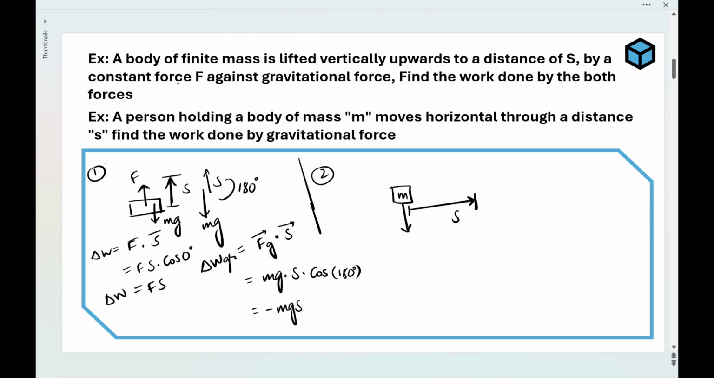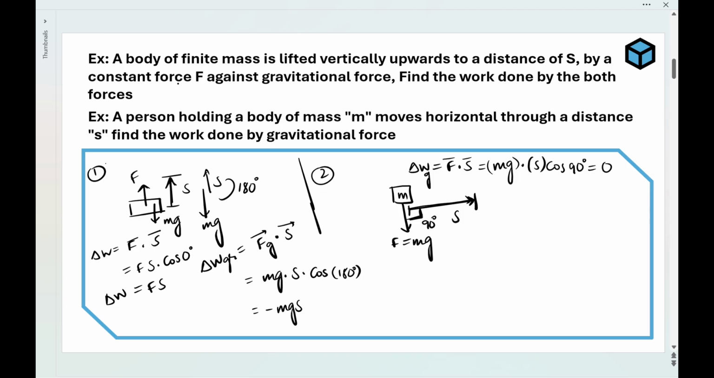The gravitational force F is equal to mg, acting downwards, and the body is displaced horizontally, so the angle between them is 90 degrees. So we can write delta W is F dot S, which is equal to mg, the magnitude of F, into S into cos of the angle between them, 90 degrees. Since cos 90 degrees is 0, the work done by gravity in this case would be 0.